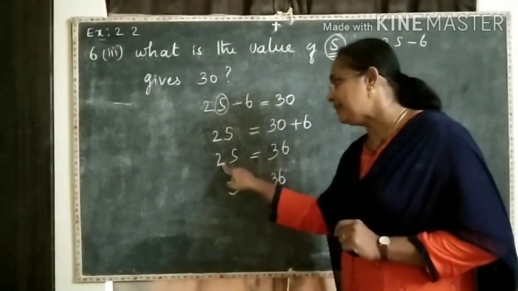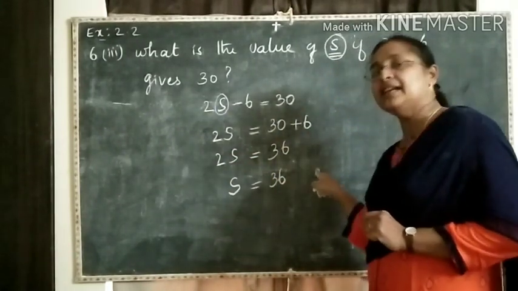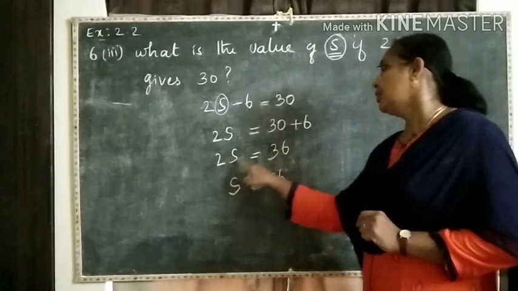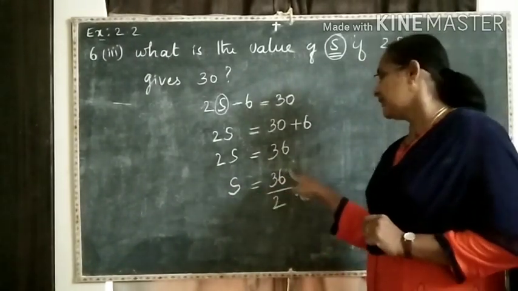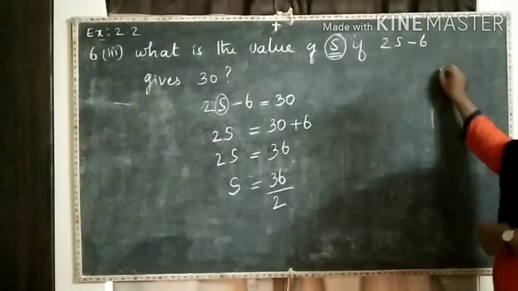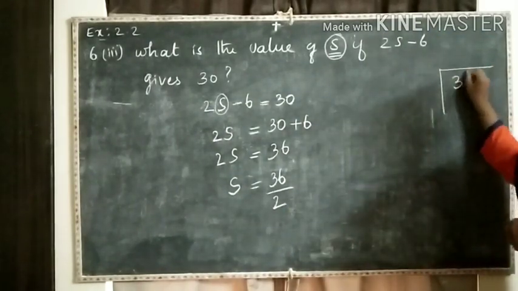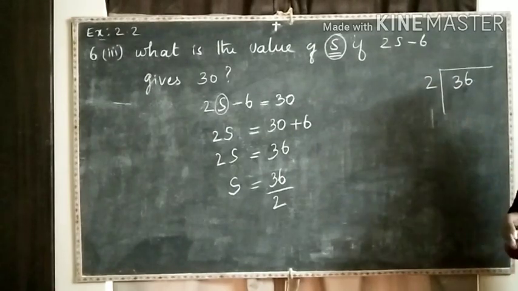If this multiplication by 2 comes to this side, it becomes division. So 36 divided by 2. Now s will give the answer of 36 divided by 2. We know the division, isn't it? Yes or no? 36, 2 times we are going to divide.